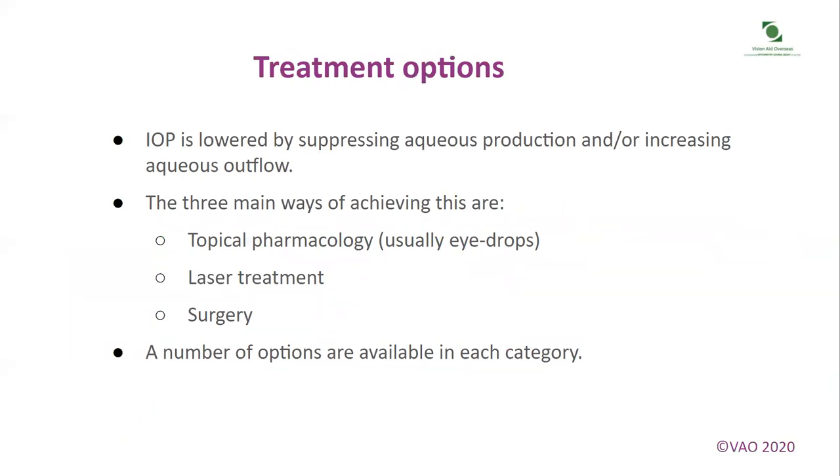Treatment options. IOP is lowered by suppressing aqueous production and/or increasing aqueous outflow. The three main ways of achieving this are topical pharmacology, which is usually eye drops, laser treatment, and surgery. And a number of options are available in each category.